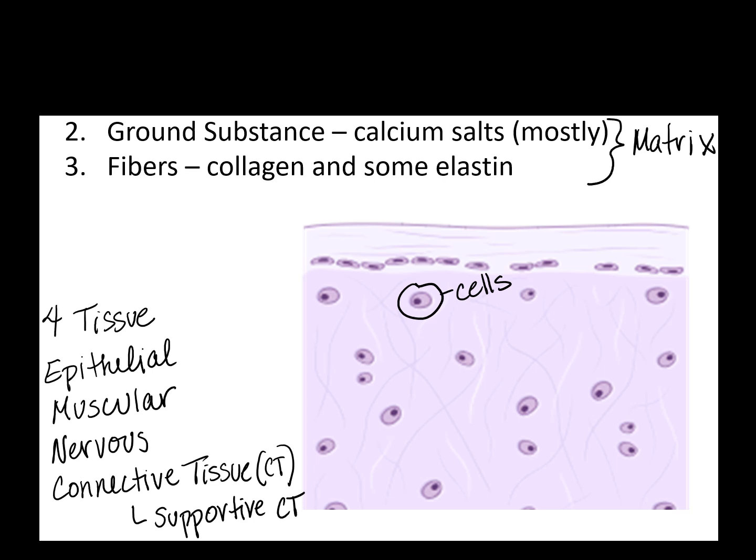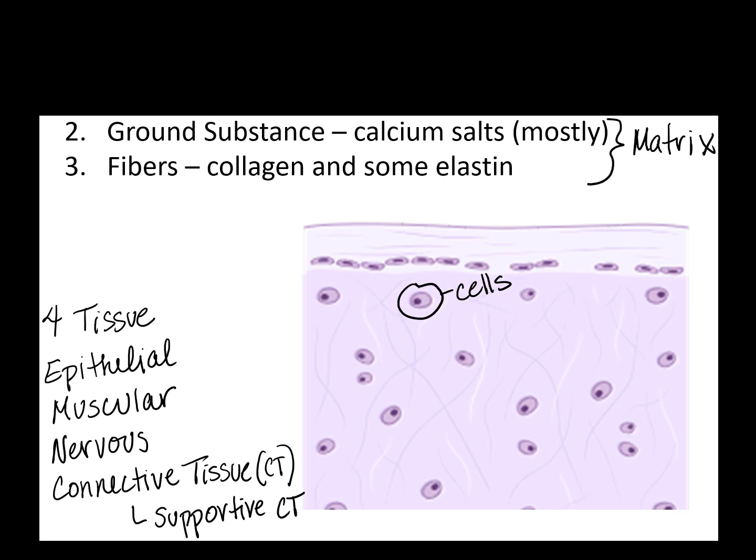The matrix can contain only 3 different types of fibers: collagen, elastin, and reticular. It doesn't have to contain all 3. It can contain 2 or just 1. But those are the only 3 types of fibers available to connective tissue. So if you're in a lab and it asks you what type of fiber is in such and such connective tissue, your answer better be 1 or more of those 3 types of fibers: collagen, elastin, and reticular.